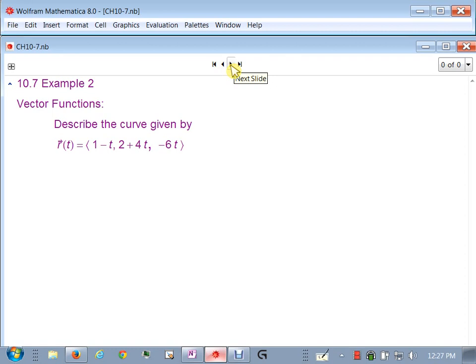-1, 4, -6, right? Can you give me a point that line passes through? 1, 2, 0. Can you give me another point it passes through? 0, 6, -6. What did you do to do that?